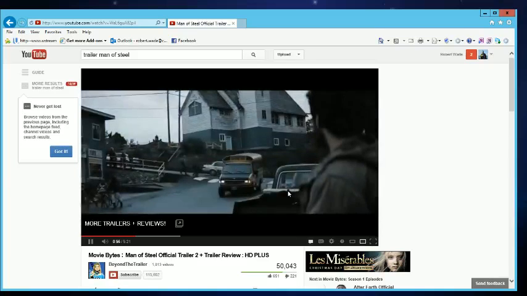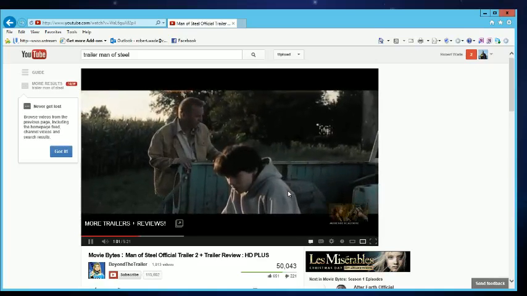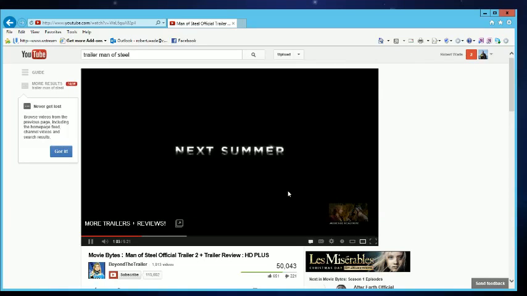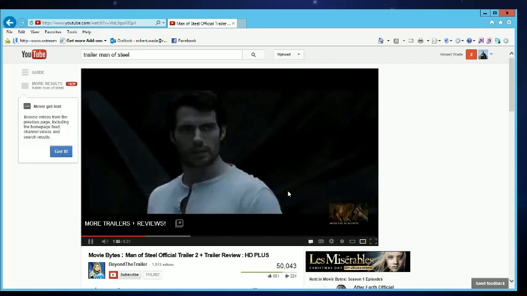Kevin Costner. Kevin Costner is his father? Maybe. Is he that old already to be playing that? No way. I have so many questions.